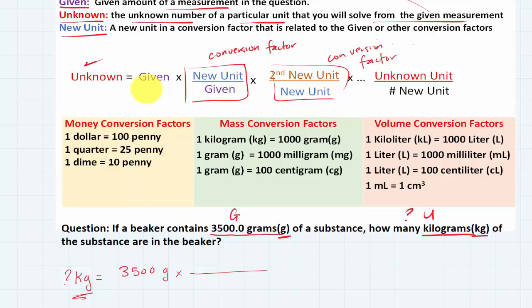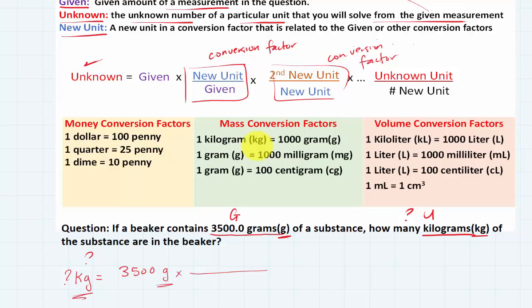So first of all, we have to look at the unit of the given, which is gram. So we're going to look for the conversion factor that has gram in it. And here we have grams right there. 1 kilogram equal to 1,000 grams. 1 gram equal to 1,000 milligram. 1 gram equal to 100 centigram. But which one do we use? And it's all going back to our unknown right there. So we are looking for kilogram and gram.